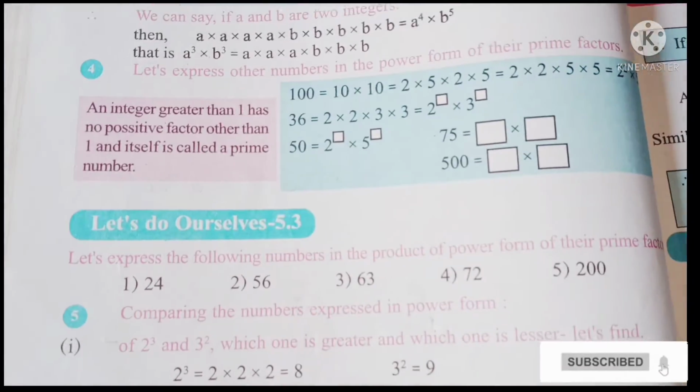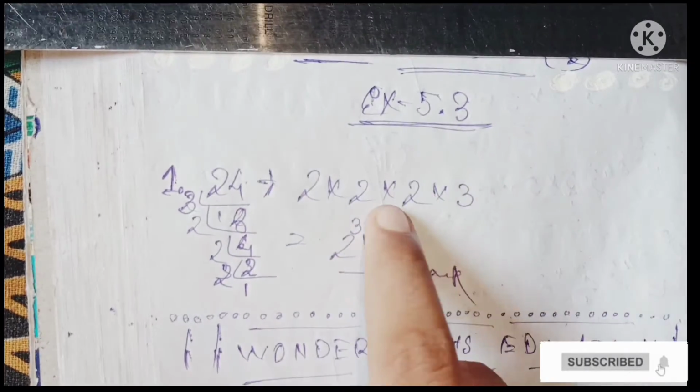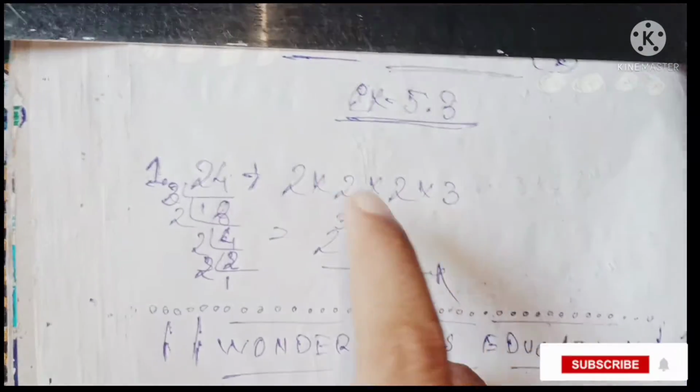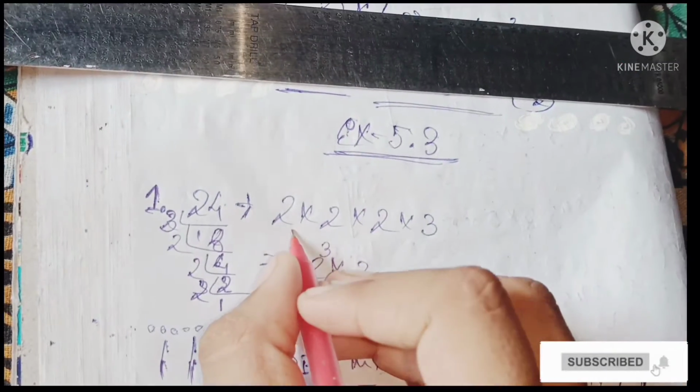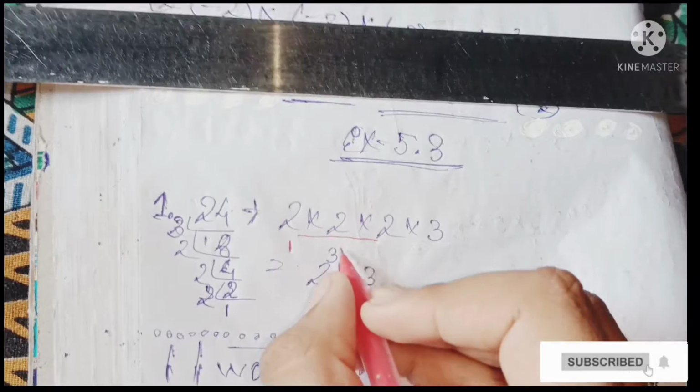Now I am going to the solution. So previously I said the prime factorization of 24 is 2 multiplied 3 times, into 3. That is, 2 is multiplied here 3 times. I have said earlier that we count the number of times the digit is multiplied or repeated.